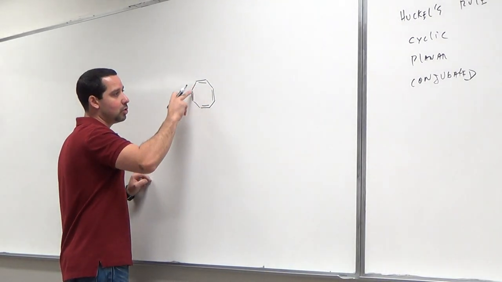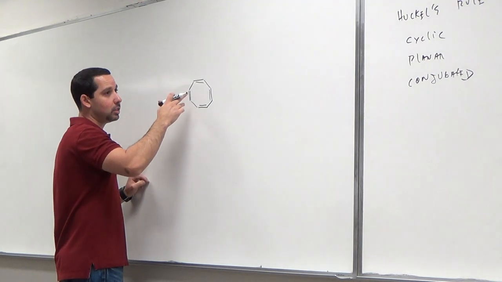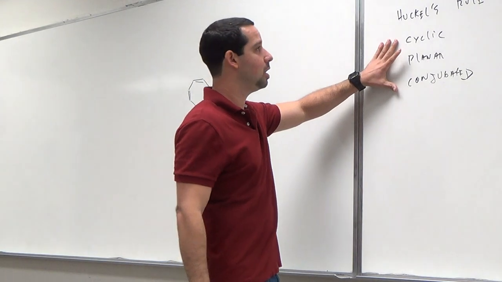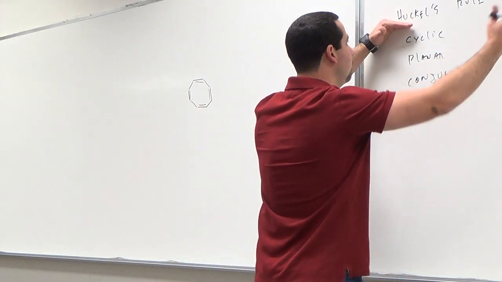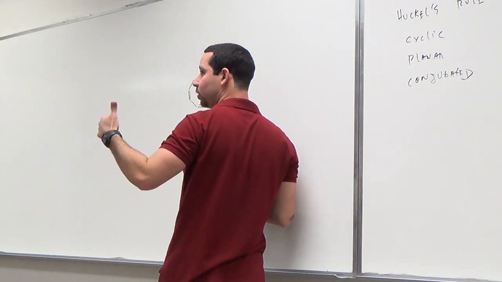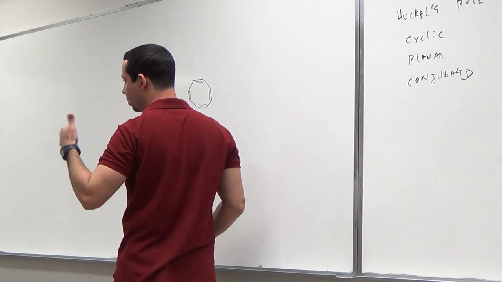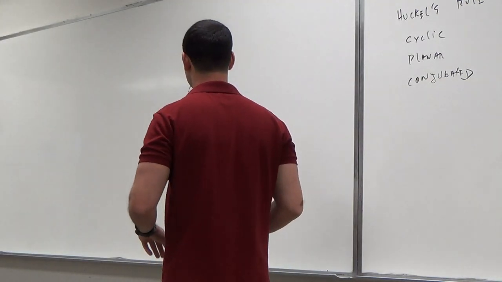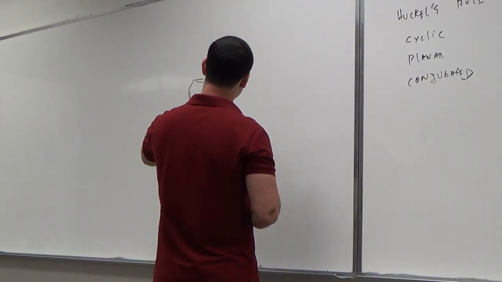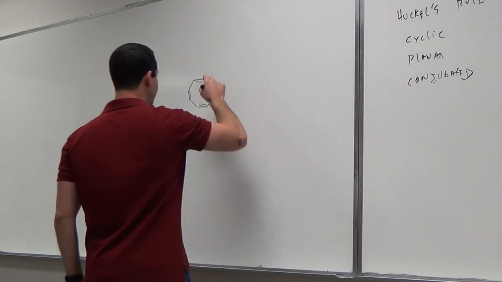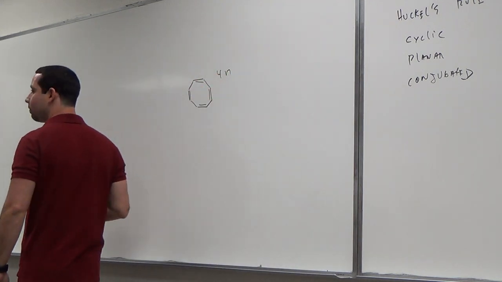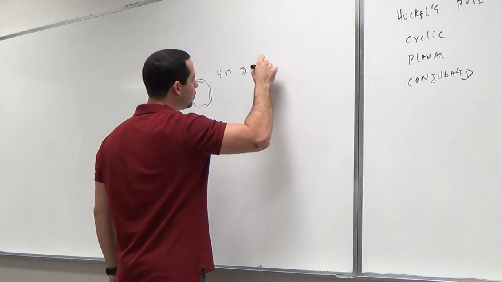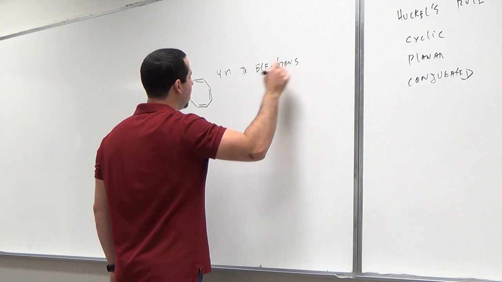And it is conjugated, and it is cyclic. So far, all these rules apply. Does this rule apply? Is it 4N plus 2 pi? For 4N plus 2 pi electrons the numbers are 2, 6, 10, 14, 18. Very good. So this has how much? 8. That has 4N pi electrons. Because this has 4N pi electrons, this is called anti-aromatic.